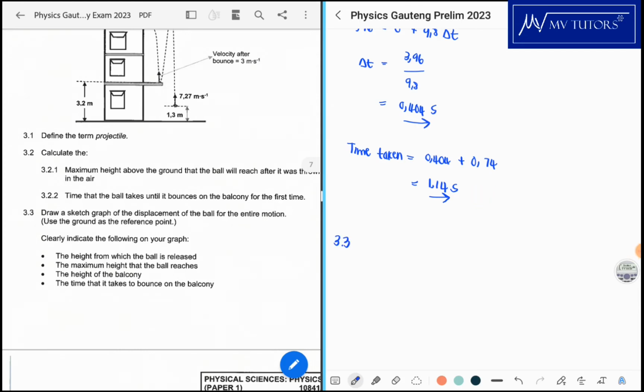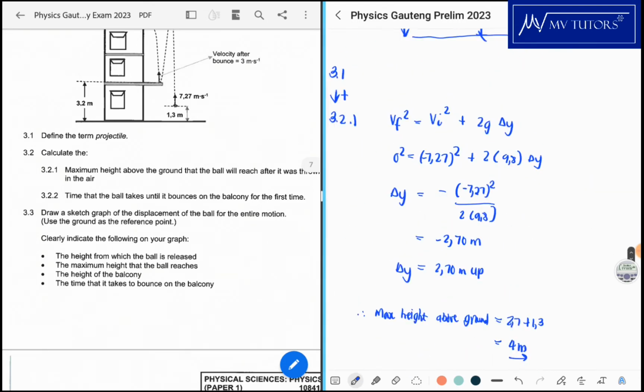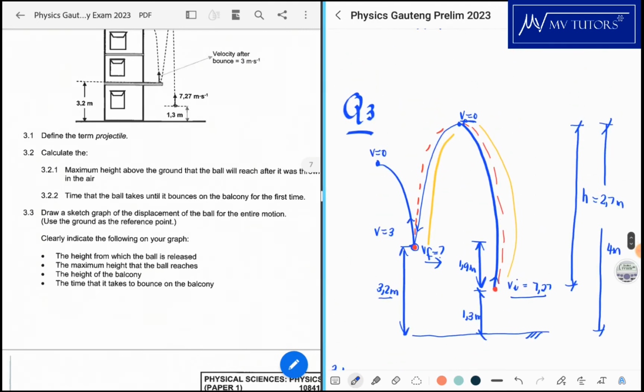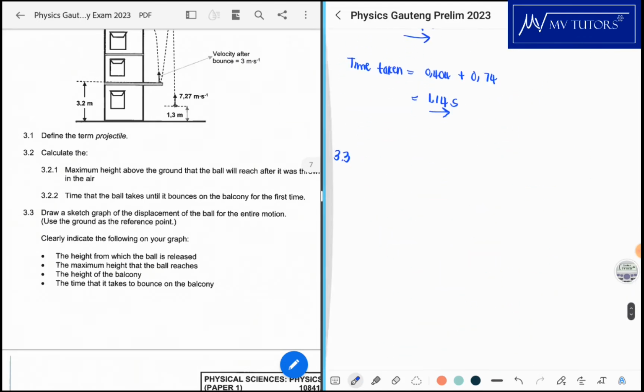It says draw a sketch graph of the displacement of the ball for the entire motion. Okay, so we pretty much have the graph in itself. And like I said, the way I drew it here, it's pretty much for upward, taking upward as positive. Okay, so let's draw it properly. So basically, we were starting at, this is me taking upwards as positive. Okay, so just bear with me.